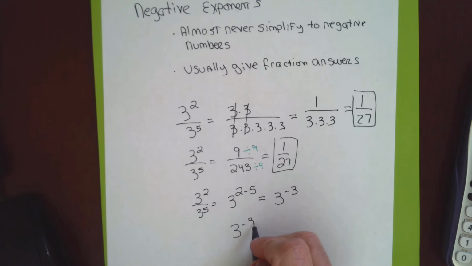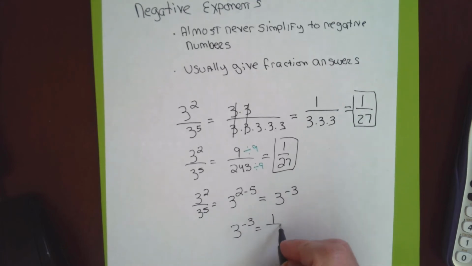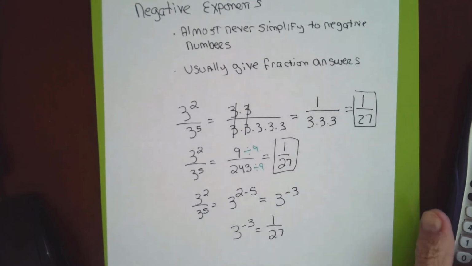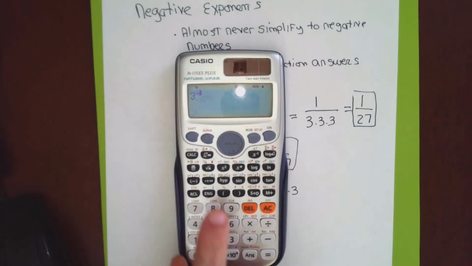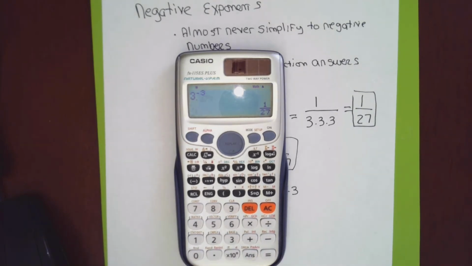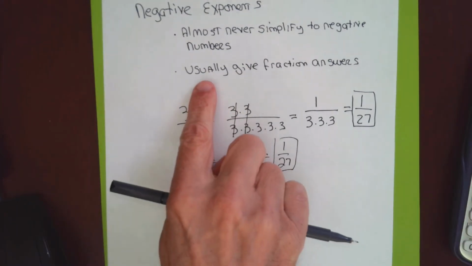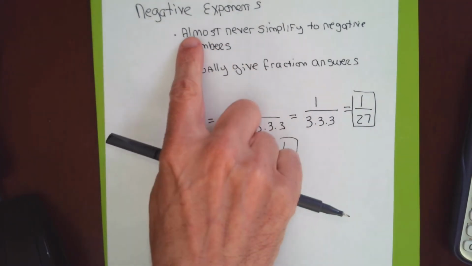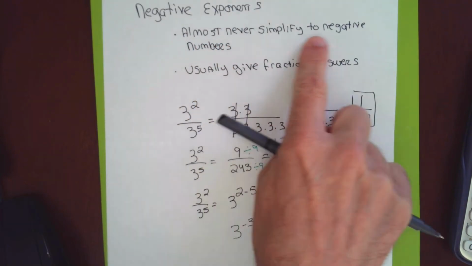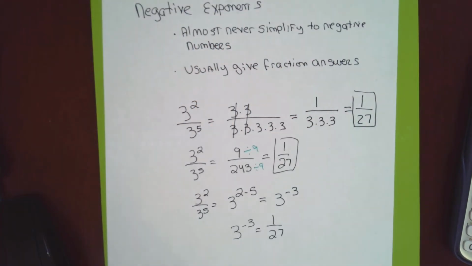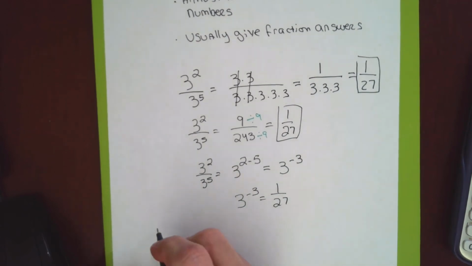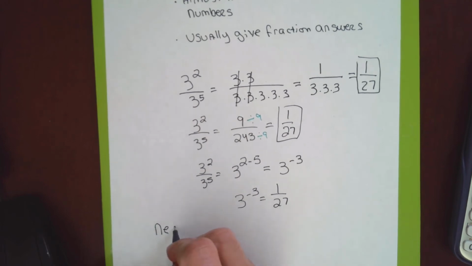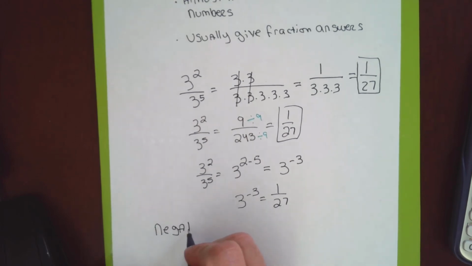It must be the case that 3 to the negative 3 power is the same as 1 over 27. In fact, my calculator, if I enter 3 exponent negative by the fraction and then 3, so 3 to the negative 3 power, it tells me that it's equal to 1 over 27 because negative exponents usually give fraction answers. Negative exponents almost never simplify to negative numbers. So there's going to be a rule that we learn in this section that relates negative exponents to fractions that allows me to simplify negative exponents. It's the negative exponent rule.